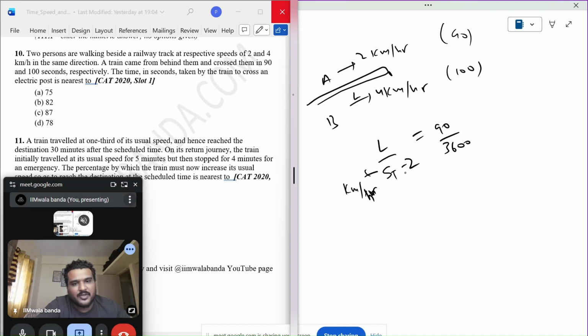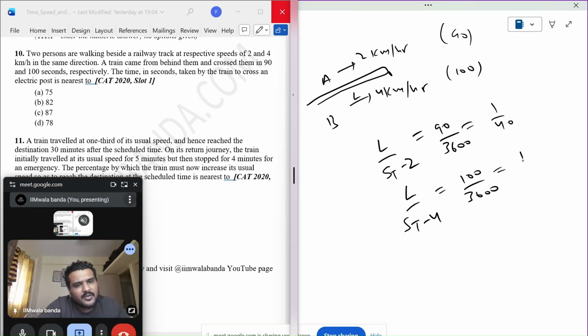This is the first equation, right? And length upon speed of train minus 4 is 100 upon 3600. So now I need to find L. So I should eliminate the speed of train. This is basically 1 by 40, and this is 1 by 36.